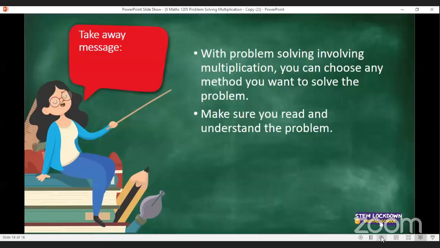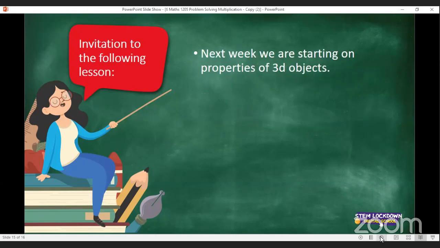So in summary, with problem solving involving multiplication, as I've said, you can choose which method you want to use, and then make sure that you read and understand the problem. Oh, someone has answered already. I don't know if it's the right one. Did they do the right method? I don't know. Okay, so make sure you read and understand the problem.